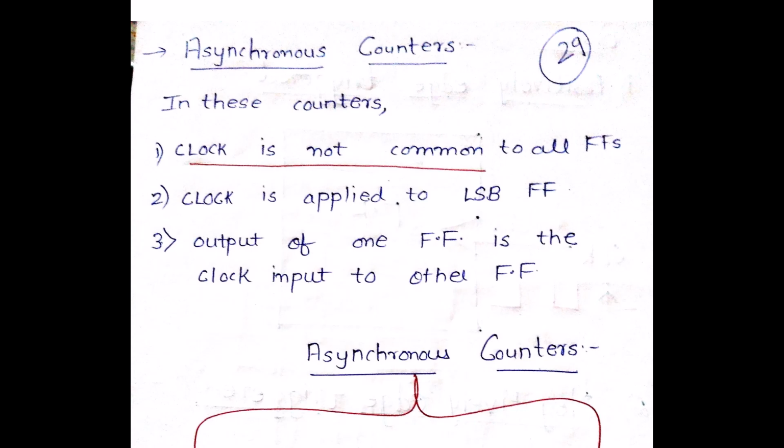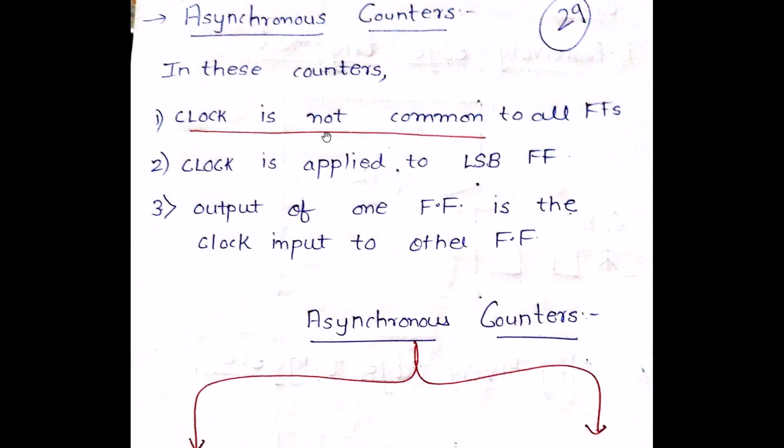So what is asynchronous counter? There are a few parameters for asynchronous counters. The clock is not common to all flip-flops, and that is something very important. In case of a synchronous counter, the clock is common to all the flip-flops, whereas in case of an asynchronous counter, the clock is not going to be common to all the flip-flops. The clock is only going to be applied to the least significant bit flip-flop, and then the output of every flip-flop will be given as the clock input to the next flip-flop. That is the major difference between a synchronous and an asynchronous counter. In a synchronous counter, the clock is common to all the flip-flops, but in an asynchronous counter, it is applied only to the least significant bit flip-flop, and then the output of one flip-flop is given as the input to the other flip-flop. So I hope I am very clear with this.